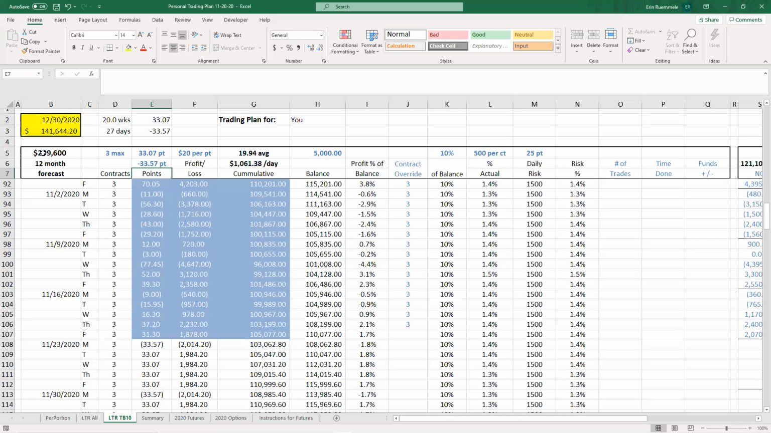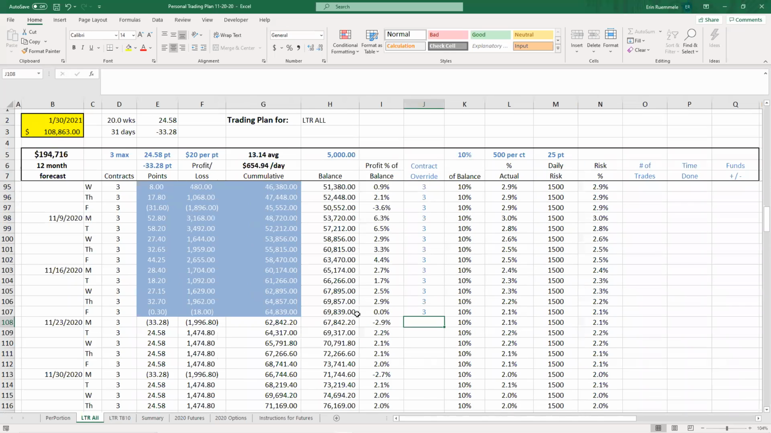Our 12-month forecast isn't changing that much as we continue to plug into our personal trading plan our daily performance for each day. Both of these that we're tracking started with a $5,000 account. They're already up significantly, this one now at a $110,000 balance and this one at a $69,000 balance. And this category, the LTR all, is the 9:30 to noon, so a little bit more limited trading.